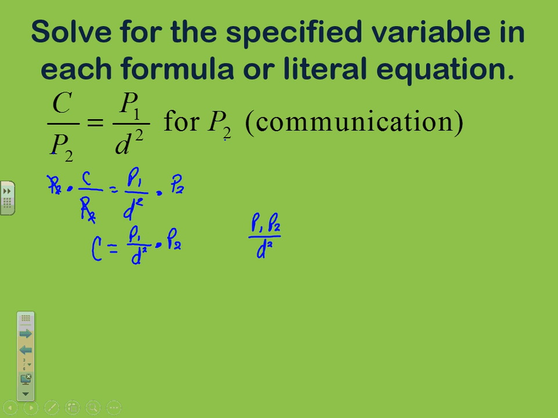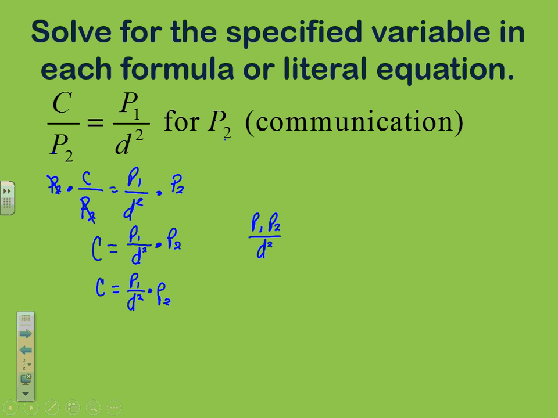So we want to get rid of everything that's not the p sub 2. So at this point, the reason why I want to keep it looking like this is so that you guys can clearly see what I'm going to do. So I'm going to just rewrite the problem one more time. C is equal to p sub 1 over d squared times p sub 2.